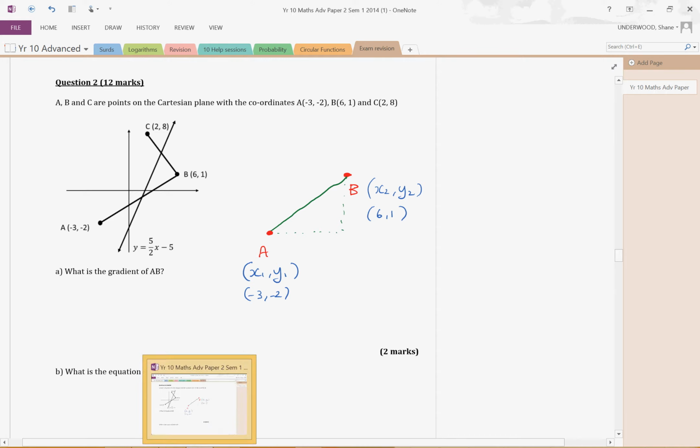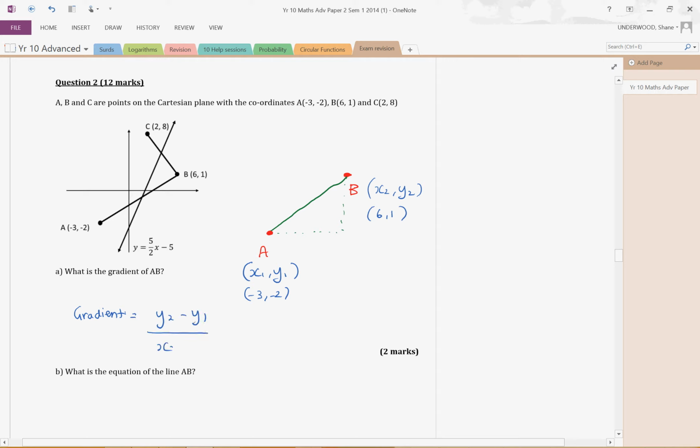Okay, the gradient of AB. Well, first of all, draw a little triangle. Write out x2 and x1 and so on. X comes before y in the alphabet, but the gradient is equal to rise over run, which you should remember is this y2 minus y1 over x2 minus x1. And remember that x1, y1 is the point on the left, i.e. this one, and x2, y2 is this point here. But a lot of you struggle and you do your negatives the wrong way around.